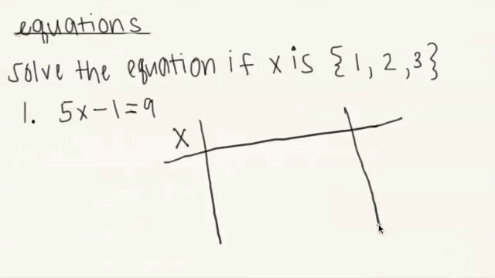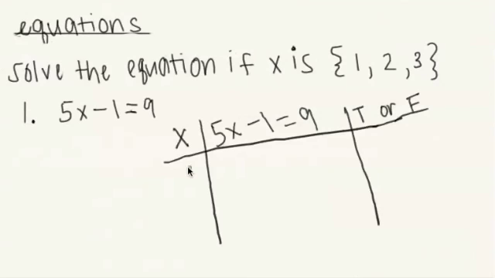I'm sorry if it's a little crooked. It's always going to be set up like this. You'll have an x, and in the second column you're going to fill in whatever the equation is. In this case, in number 1, the equation is 5x minus 1 equals 9. The third column is going to say T or F, where T is for true and F is for false, so the third column is a true or false column.